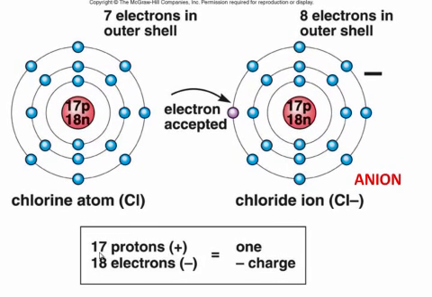Again, looking at the bottom of the diagram, chlorine has 17 protons. Those are positive charges. By accepting an electron, it now has 18 negative electrons. So it has 1 additional negative charge, and it will have a net charge of -1. Negatively charged ions are called anions.